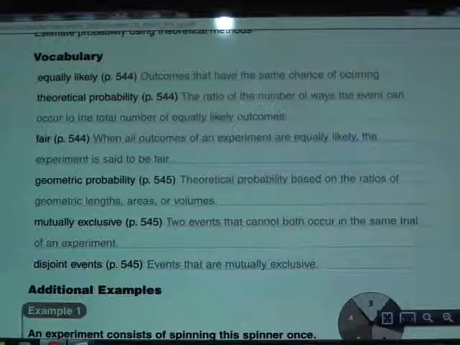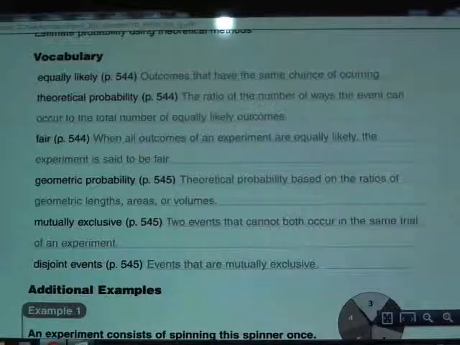So two events that don't have anything to do with each other, like picking a sock out of the drawer and flipping heads on a coin. Those two things don't have anything to do with each other, so they're disjoint events. And we'll see all these definitions as we proceed through the lesson here today.